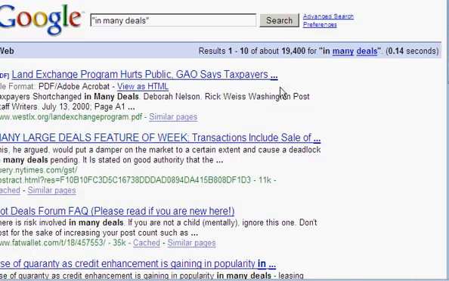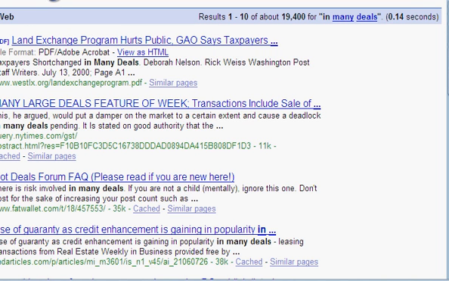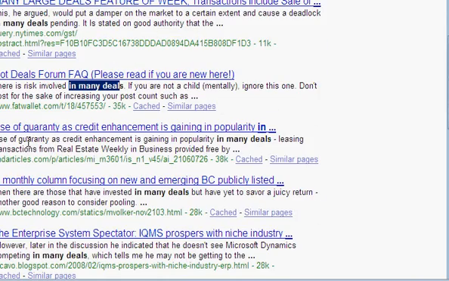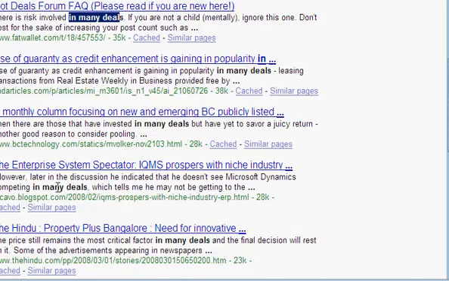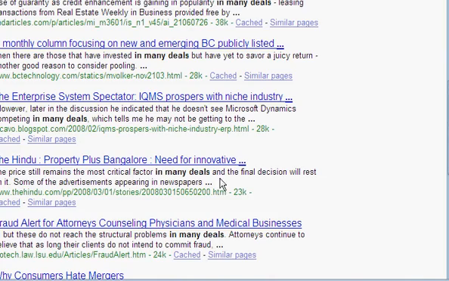Only what you need, which is something you can see from how fewer hits you get this time. So again, let's take a look at each of the hits in a little more detail. Taxpayers shortchanged in many deals. Cause a deadlock in many deals pending. There is risk involved in many deals. Use of guarantee as credit enhancement is gaining popularity in many deals. Invested in many deals. Competing in many deals. Critical factor in many deals.